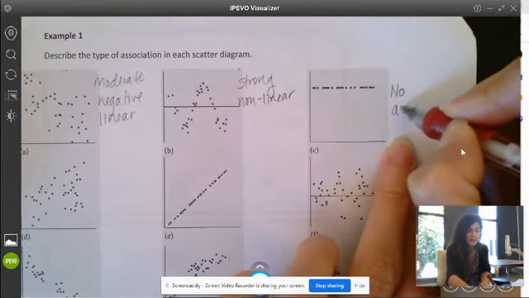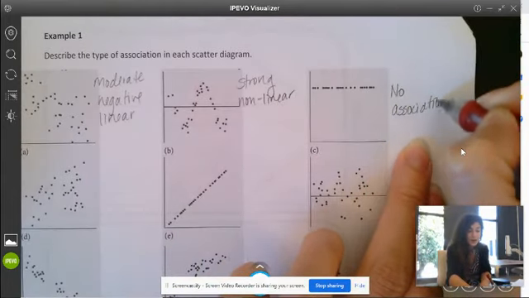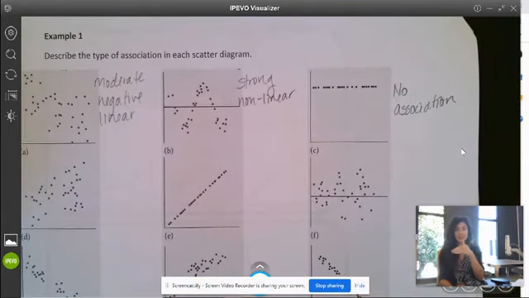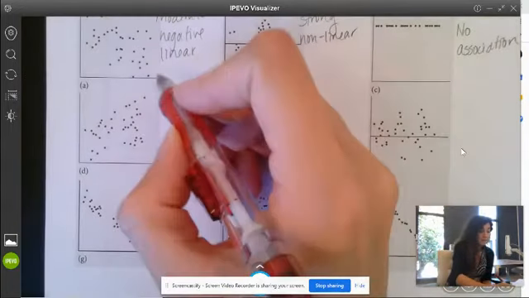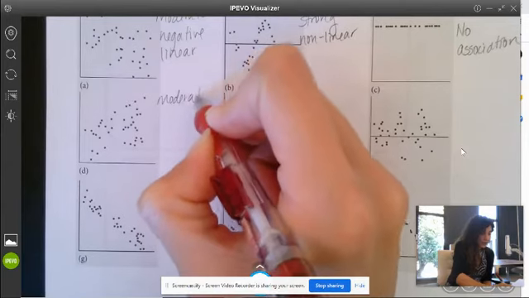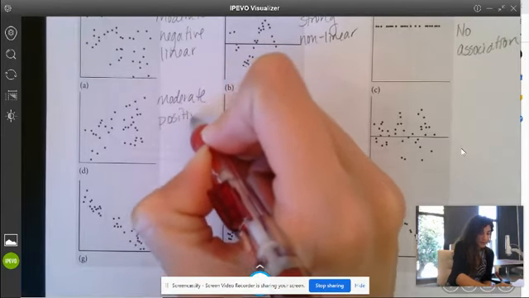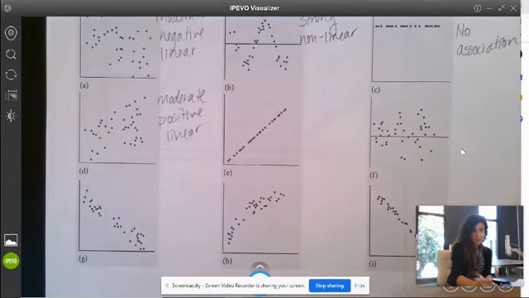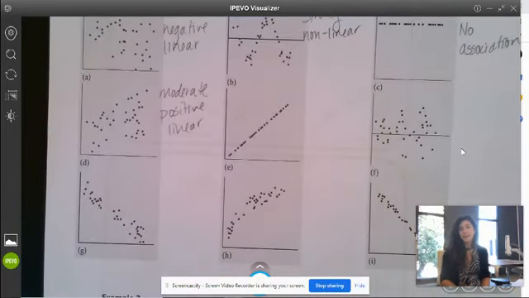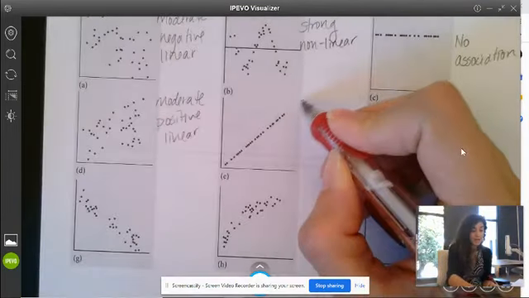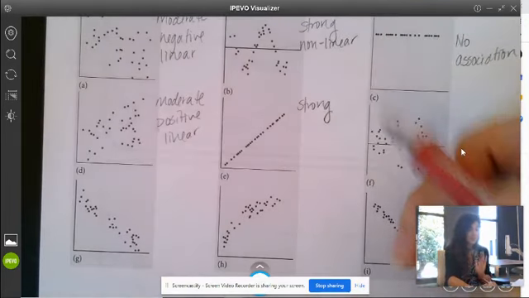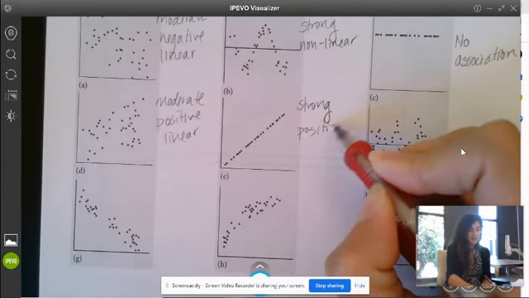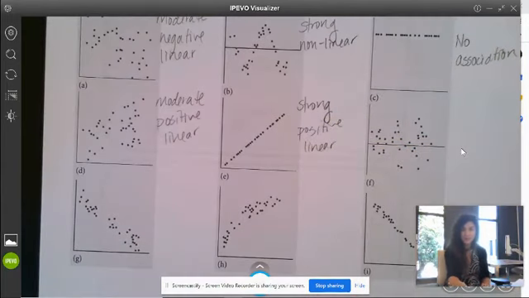Remember that with this one, there is no association because no matter what is going on in the x-axis, that number still just stays the same. So whatever we're trying to compare, there is no relationship between the two. For D, this is another moderate, but in this case, positive linear association. For E, we've got a very strong, your textbook calls it perfect, but we'll just stick to strong, positive, linear association.